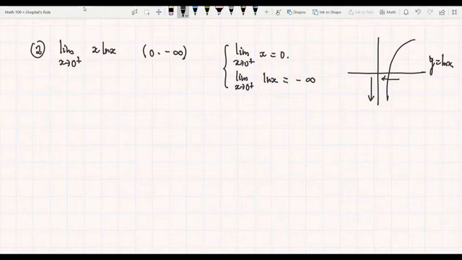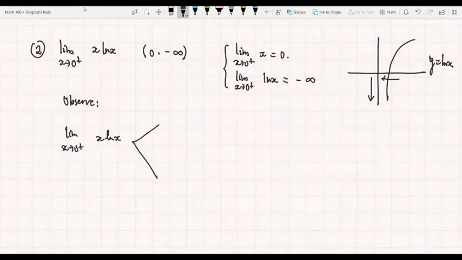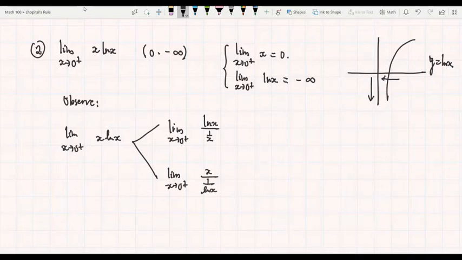So for this one, we have two strategies. So first, observe the following. We can write the limit as x goes to 0 plus of x ln x in two ways. So first, we can rewrite this as the limit as x goes to 0 plus of ln x over 1 over x, or we could also write the expression as the limit as x goes to 0 plus of x over 1 over ln x.